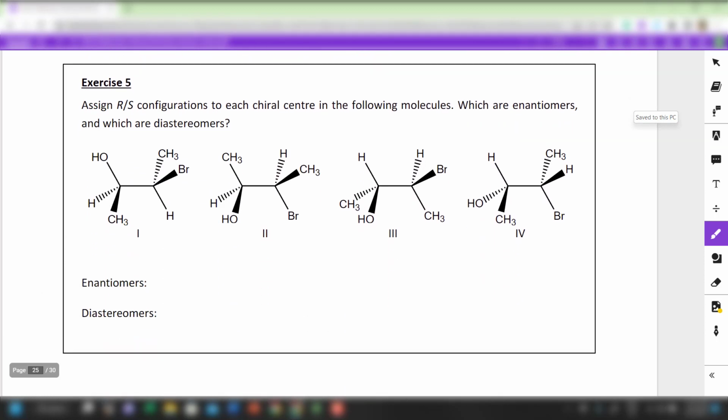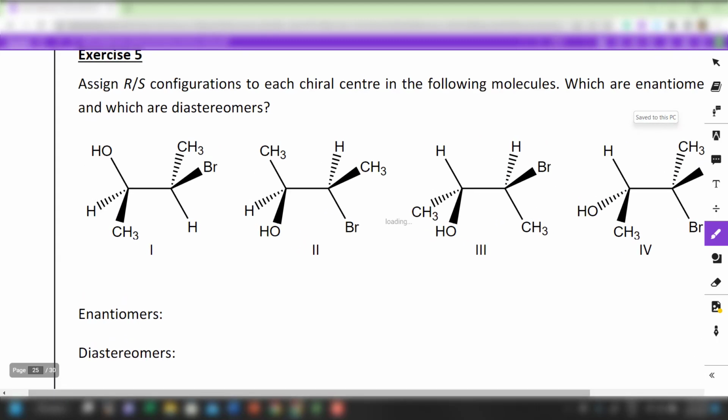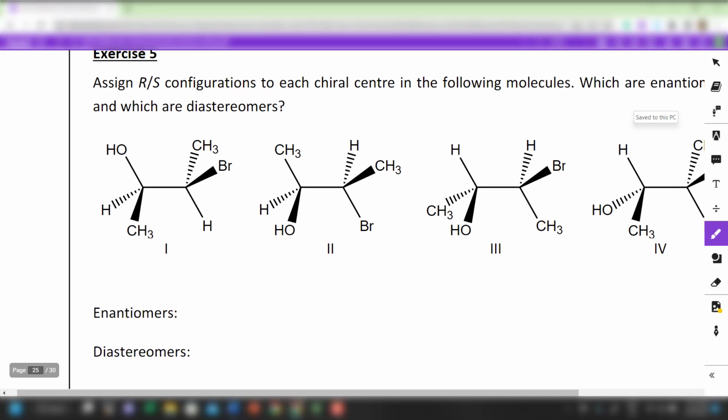For exercise 5, I think the first thing we might want to do is to assign the configuration to each of the chiral centers. There is actually a quick way of doing it, and I'm going to share with you what it is. One way you can do it is you focus on the first compound, which is compound 1. You do it properly.